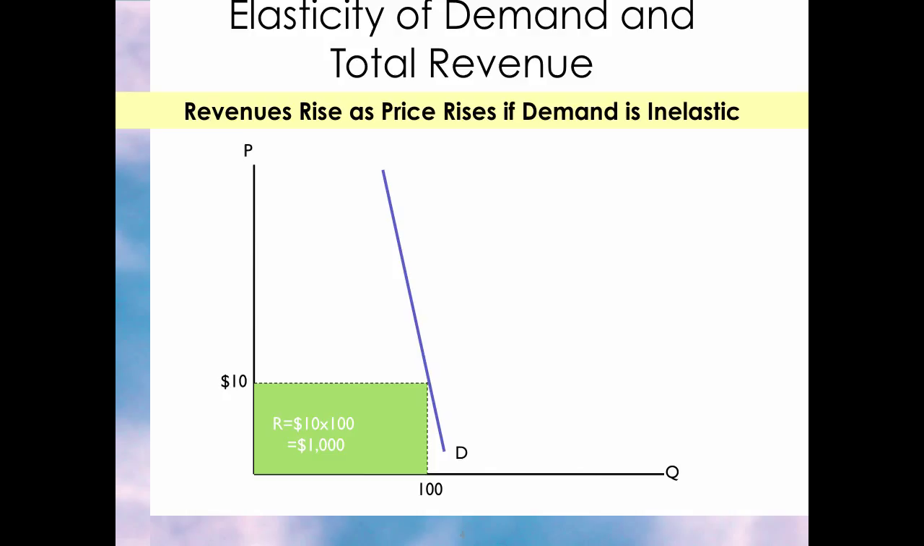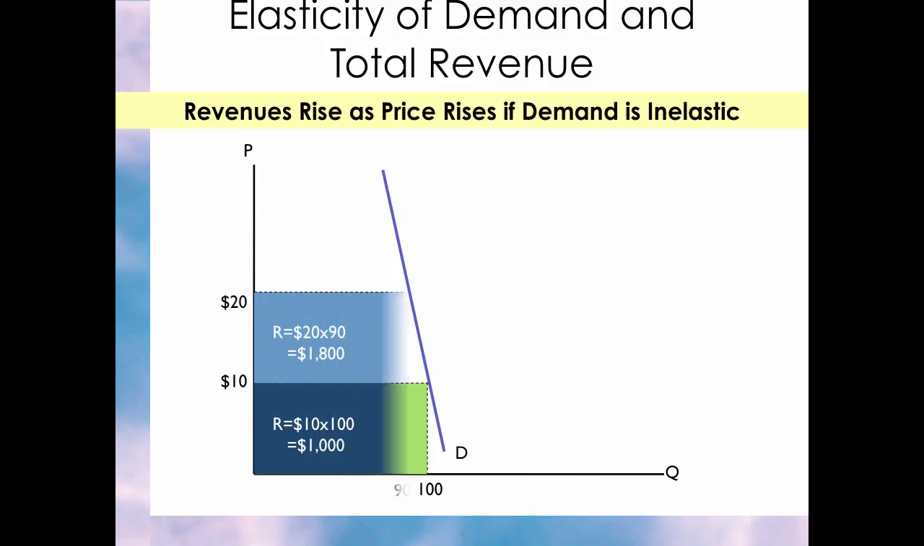Then assume a price increase to $20 and that quantity demanded, according to the law of demand, falls to 90 units. This new price gives you a total revenue of $1,800. That means that total revenue goes up when price increases. This basic example illustrates that revenue rises as price increases if the demand is inelastic. Why? Because an inelastic demand is not very responsive to changes in prices.